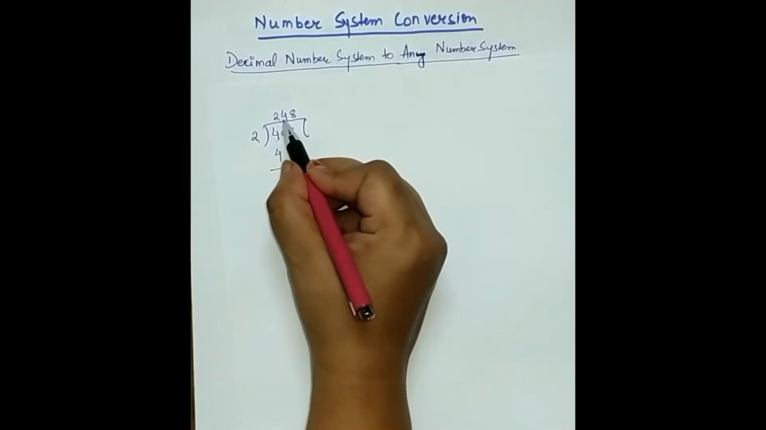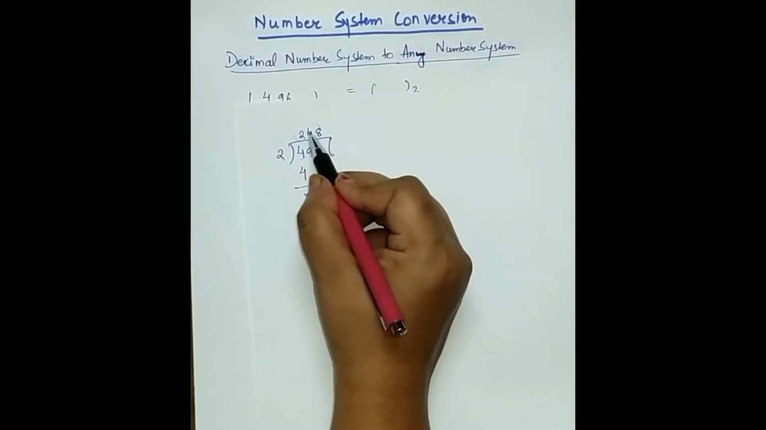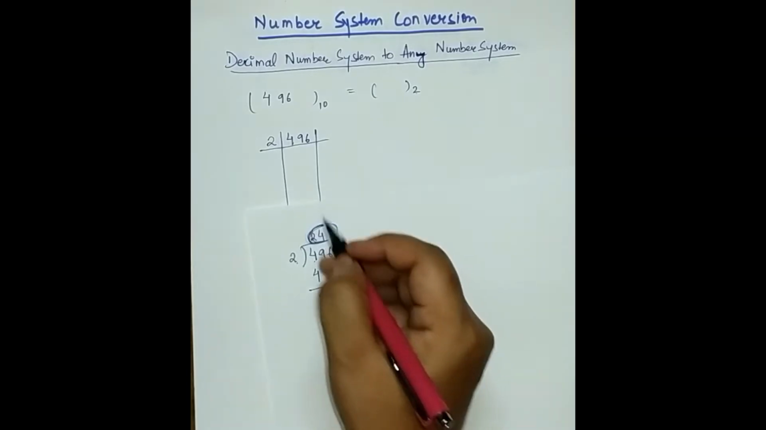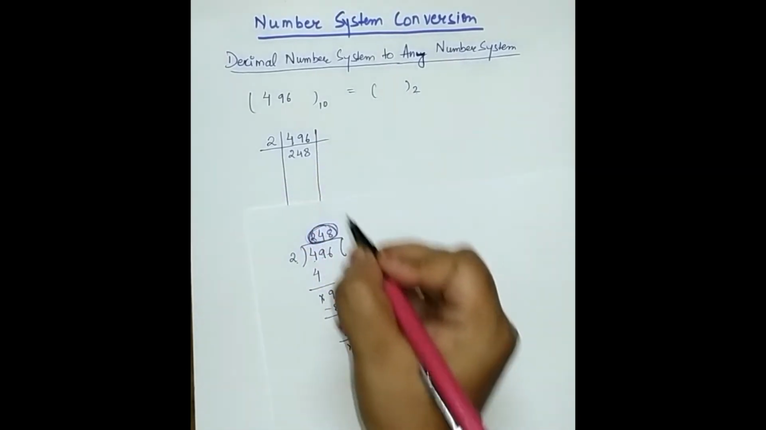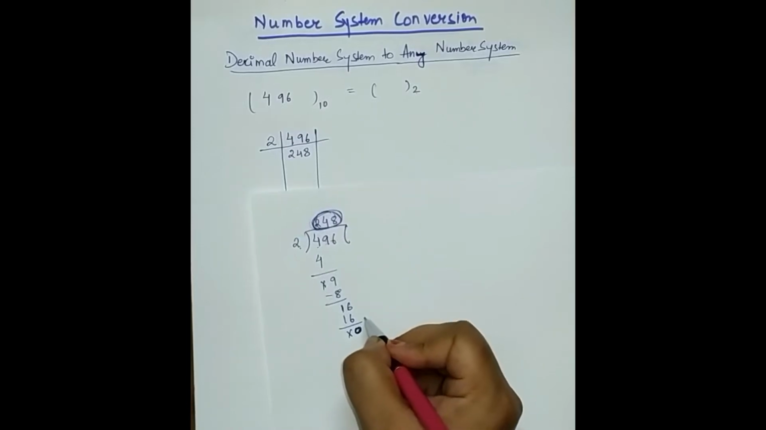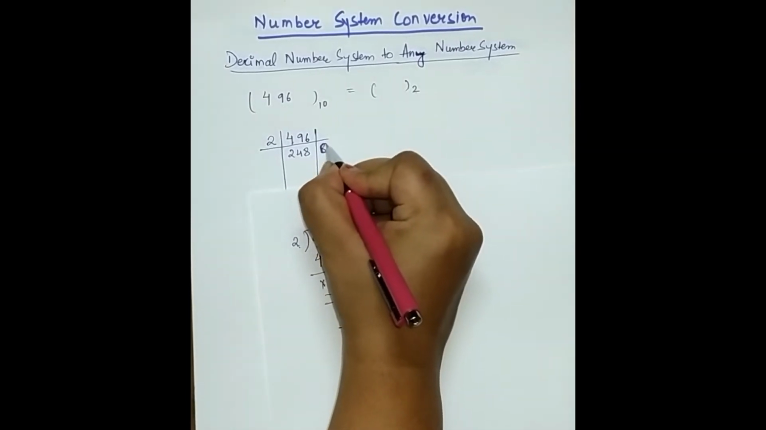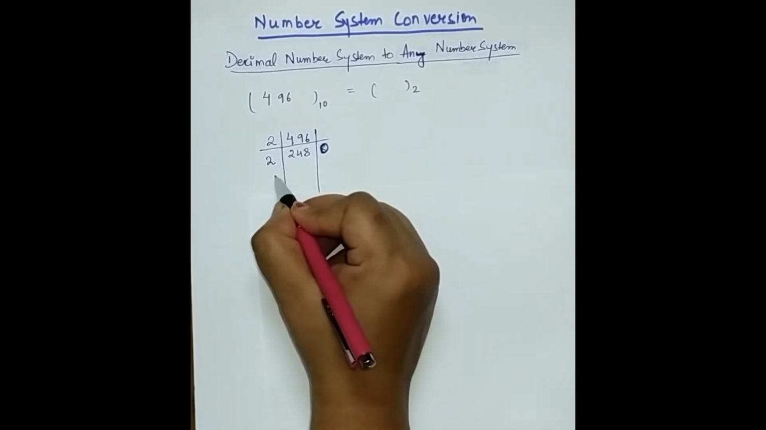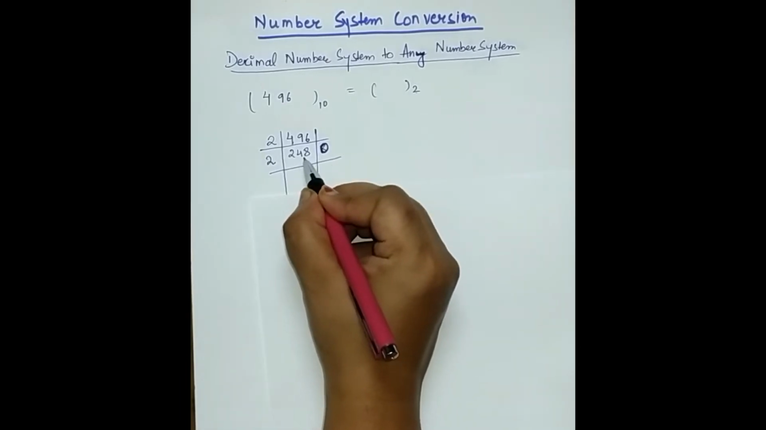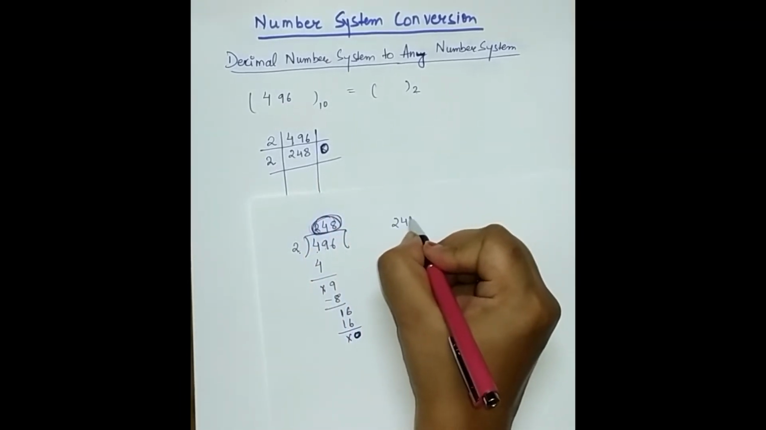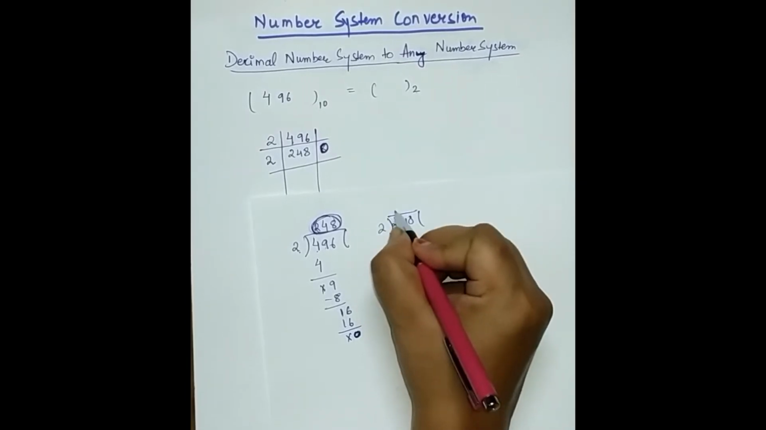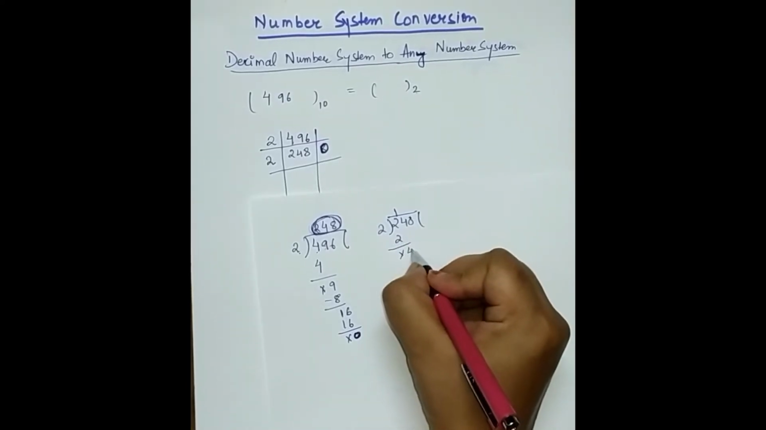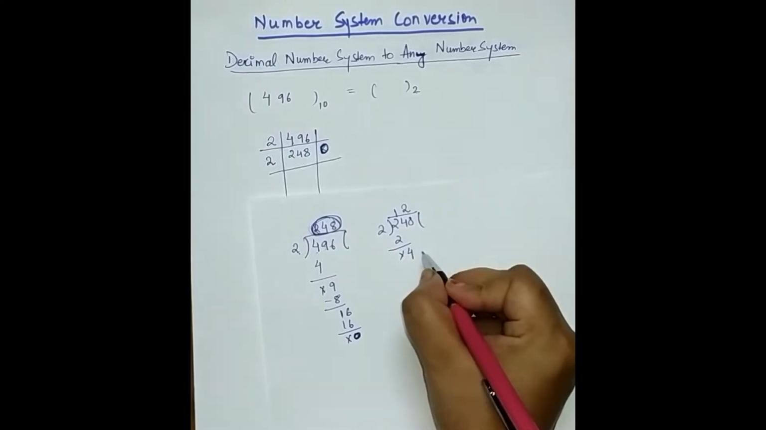I will write down this 248, which is called the quotient, or in simple words the answer. 248 you will write down over here, and the remainder that is left you will write down here. Again you have to divide this by 2. So 248 divided by 2: 2 1s are 2, no remainder, so again you write down 4, so again 2 you will write down here.